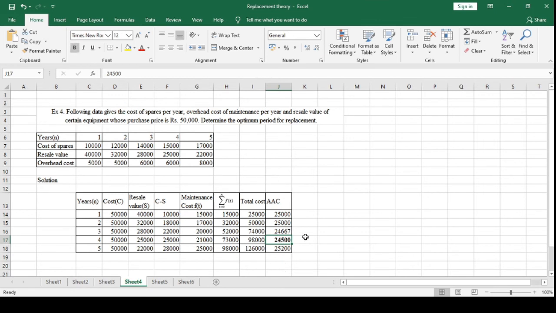Okay, and after completing this, what will we write down? That is, from the above table we can find out that the average annual cost increases from the fifth year, so it is advisable to replace the vehicle after 4 years. Okay, now we will move to the next example.